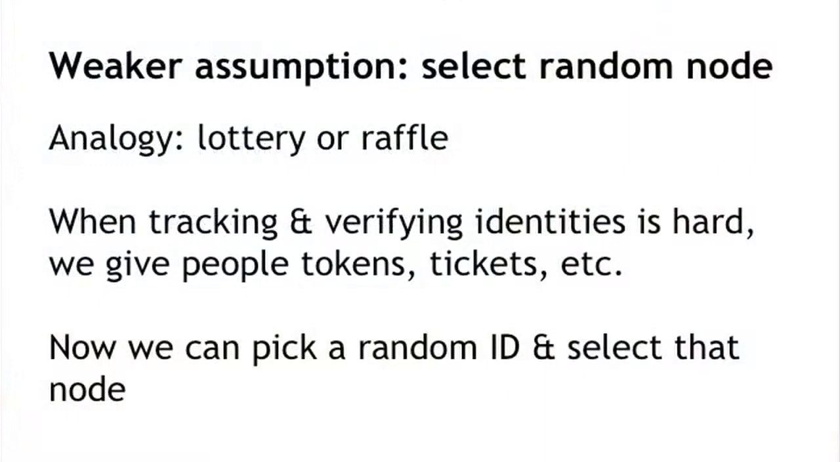So what we can do instead is we can make a weaker assumption. And I kind of want you to take a leap of faith with me here, that this weaker assumption is something that is going to be feasible. I'm going to make this assumption here and later show you how this is actually accomplished. And what this weaker assumption is, is that we're going to assume that there is some ability somehow to pick a random node in the system.